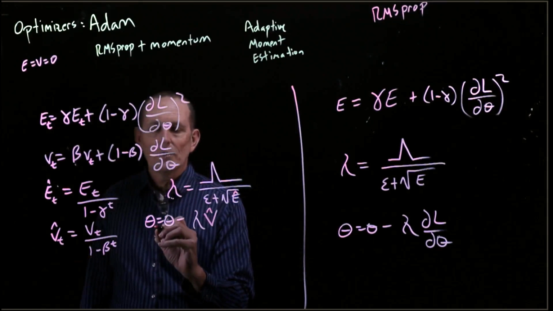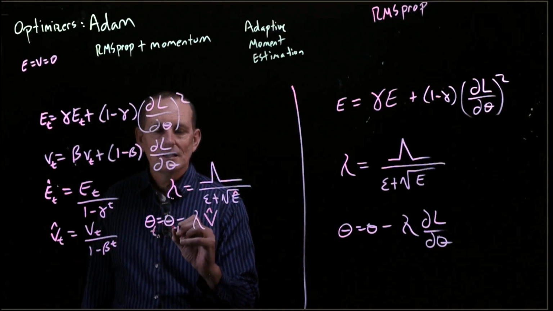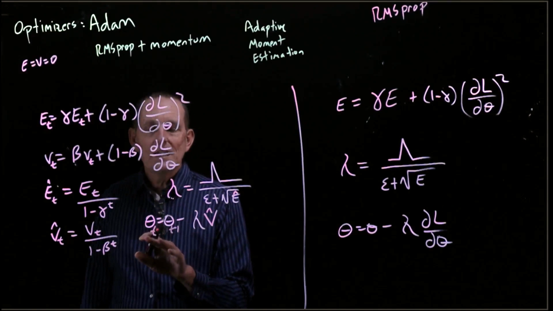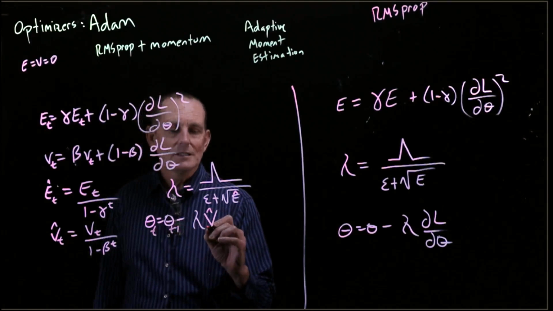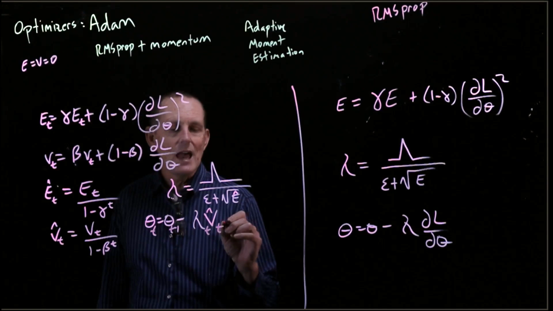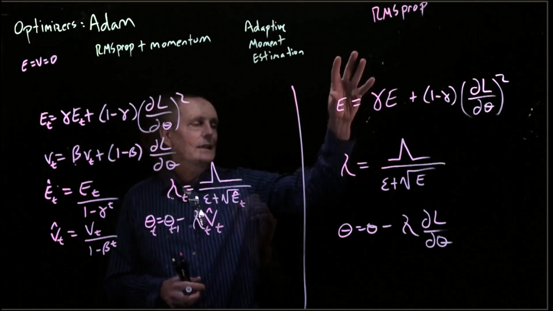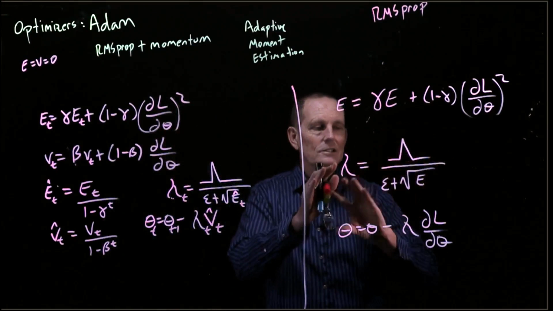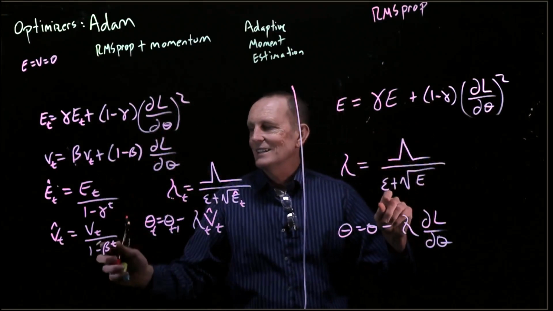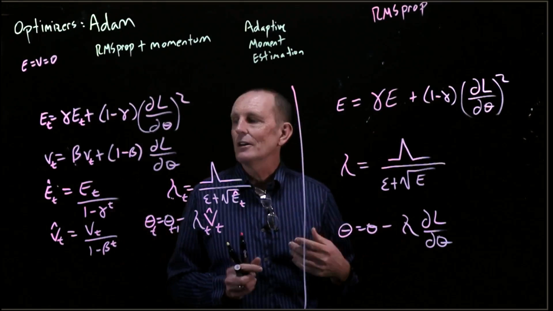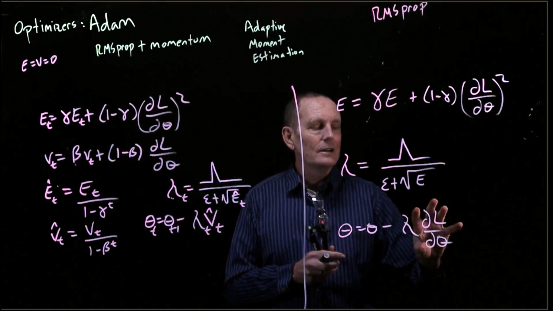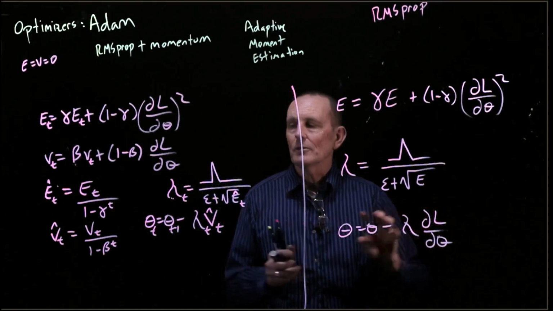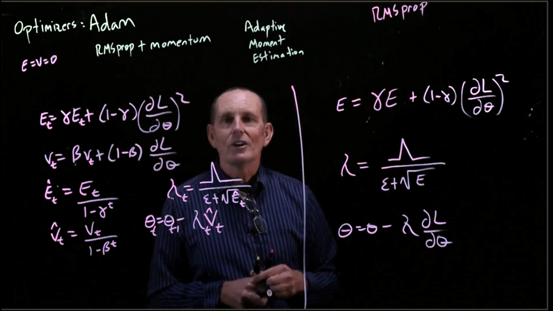So if we want to put in some time steps, just to kind of see, theta at time step t equals theta at time step t minus 1 minus lambda at time step t times v hat at time step t. It's exactly combining RMSprop, because all of this looks like RMSprop, plus a little fix to the initial values of e and v, the first few values. And then instead of multiplying with a gradient, we multiply by our velocity.